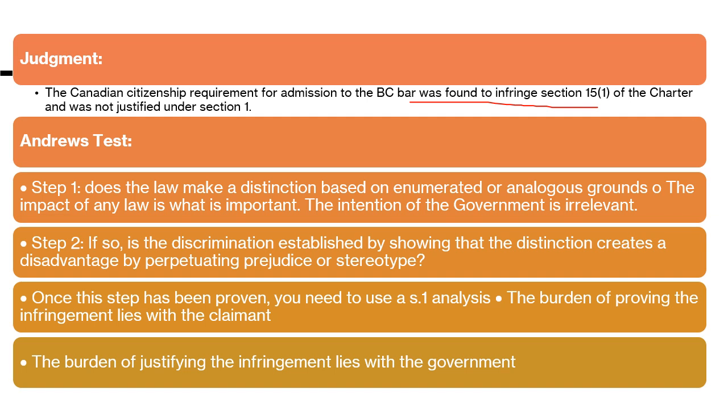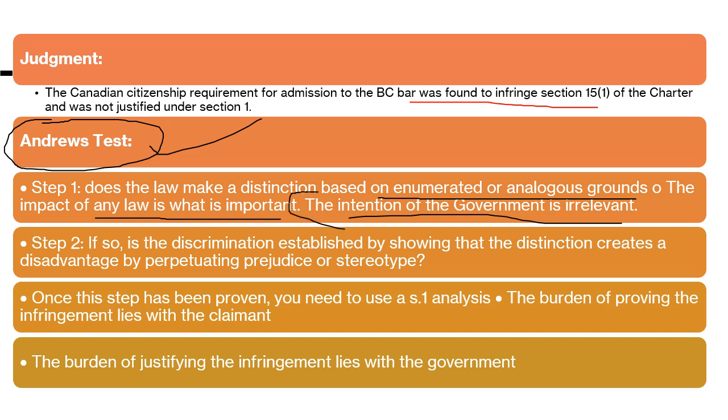So there were two important steps that we call the Andrews test, and we apply this Andrews test whenever Section 15 is in question. Does the law make a distinction based on an enumerated or analogous ground? As for the impact of any law, what is important? The intention of government is irrelevant. Here you are not going towards the intention of government, with which objective the legislation has been made. You have to see whether there is discrimination based on either a listed ground or an analogous ground.